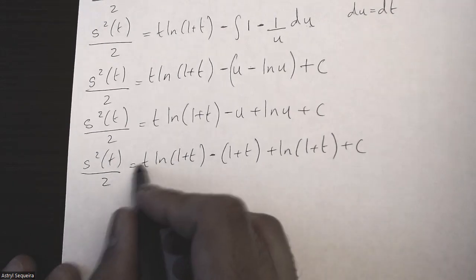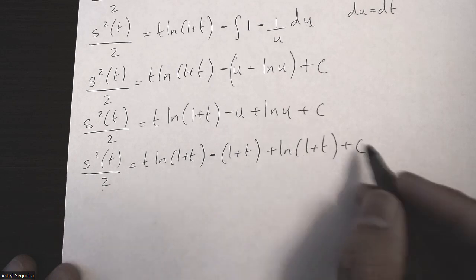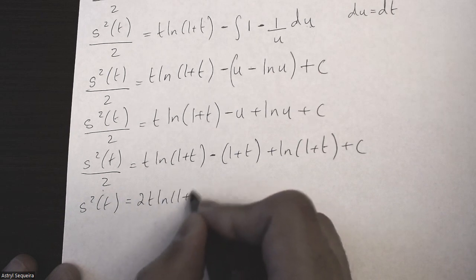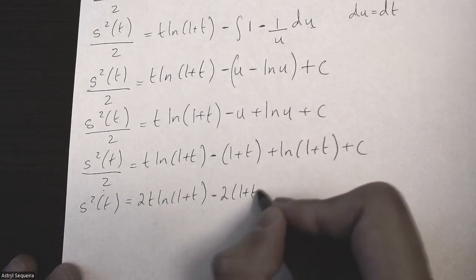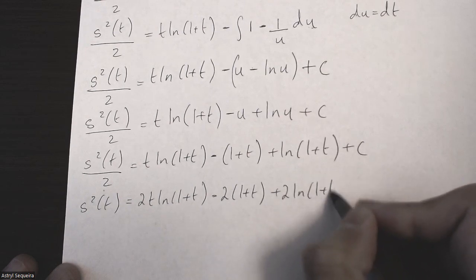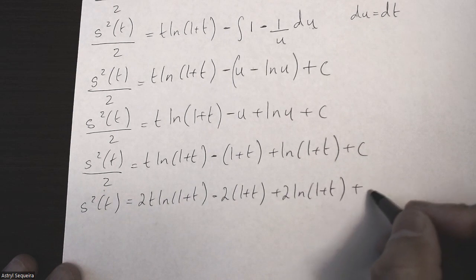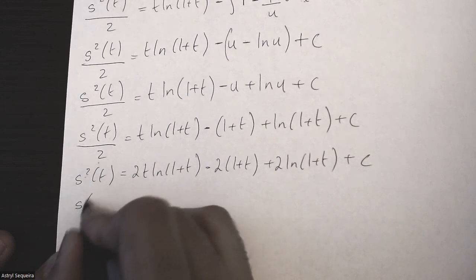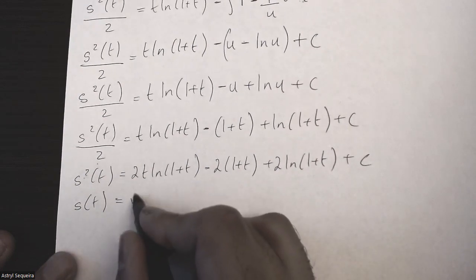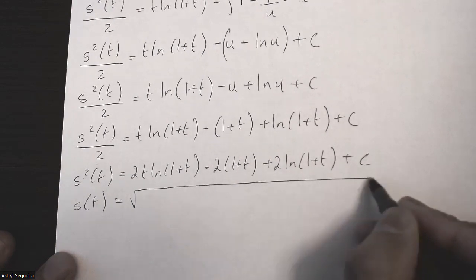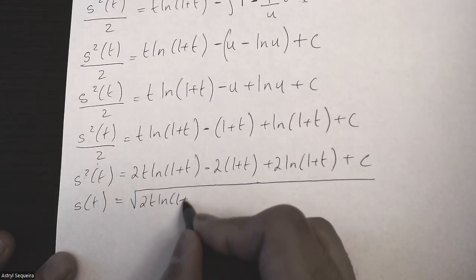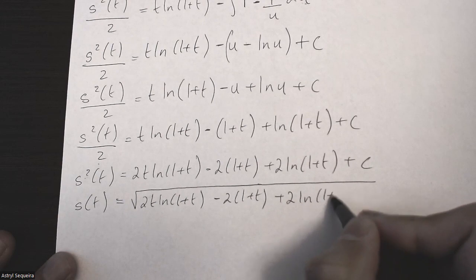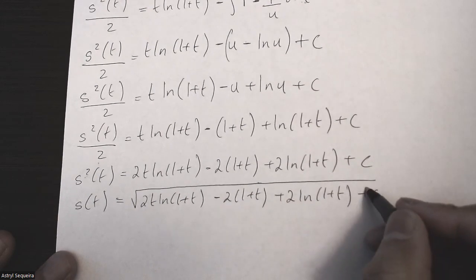We want to get rid of this 2 on the bottom. So I'm going to cross multiply the 2 over. So I have s squared equals 2t ln(1 plus t) minus 2(1 plus t) plus 2 ln(1 plus t). And we don't have to worry about multiplying the 2 with the c. You don't have to worry about the constant like that. And last step is I'm going to square root so I can finally isolate my s of t. s of t is just the square root of all of this stuff right here. So 2t ln(1 plus t) minus 2(1 plus t) plus 2 ln(1 plus t) plus c.